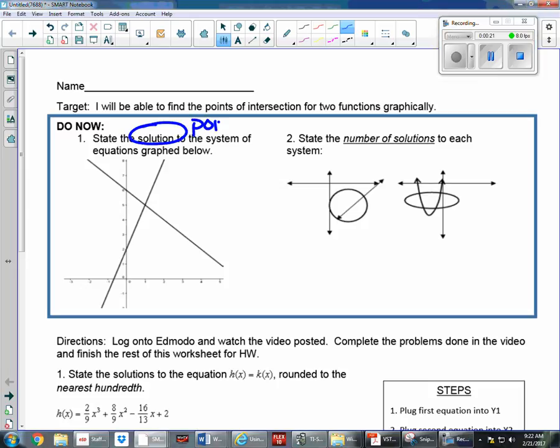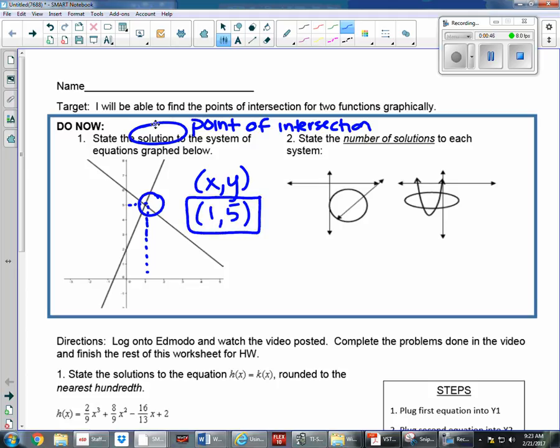Solution, if you remember, means a point of intersection. So if I look at those two lines, they intersect right here. And all points written in the form x comma y can be represented by points of intersection. So the point of intersection here is at 1, 5.